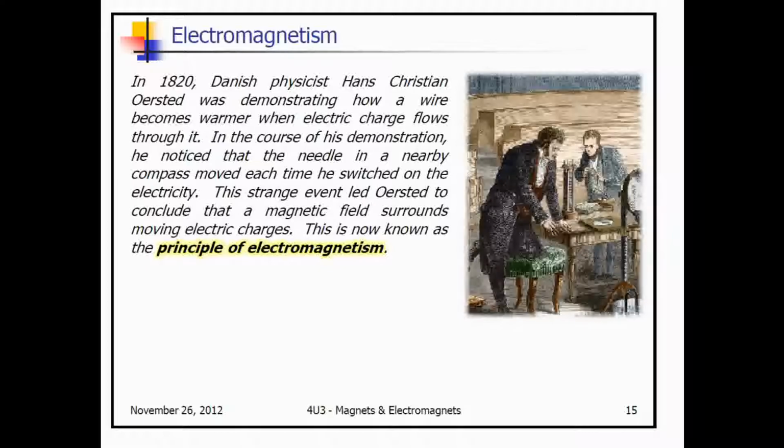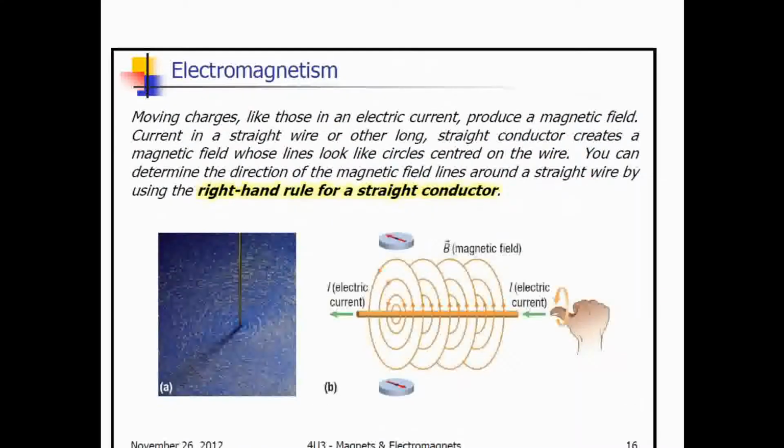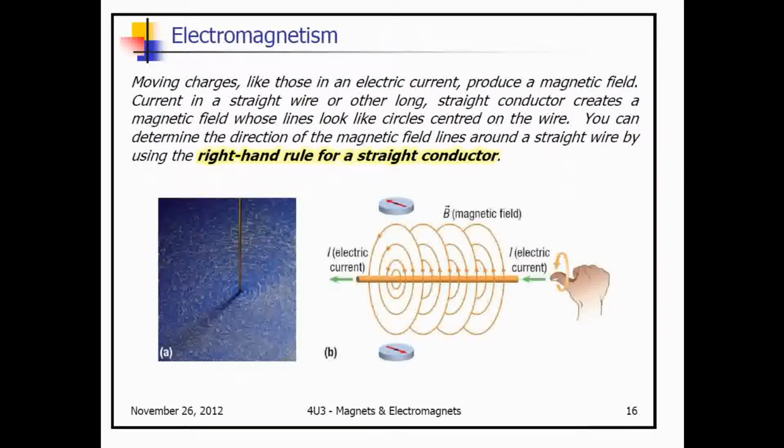And this led us to the principle of electromagnetism, that a magnetic field can be generated by current flowing through a conductor, and an electric current can be induced in a conductor by a magnetic field. And there's other kind of aspects of that. We'll get into all those as well.